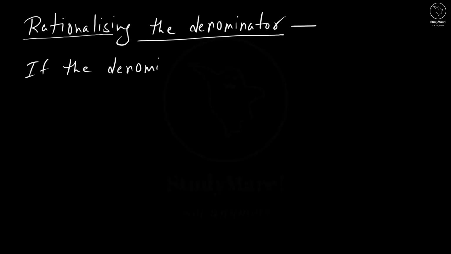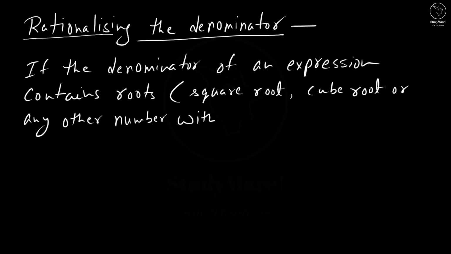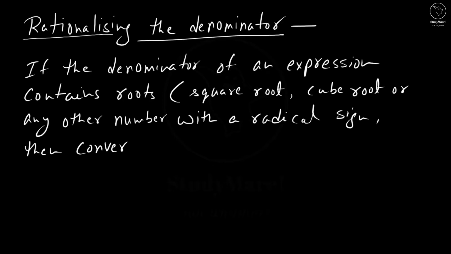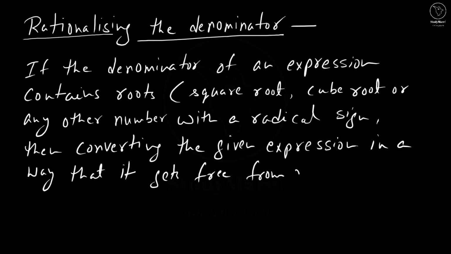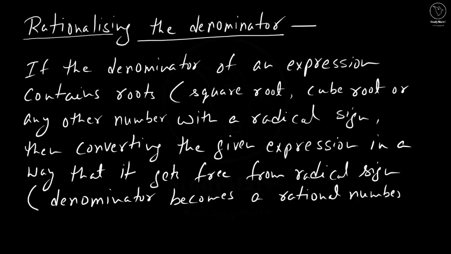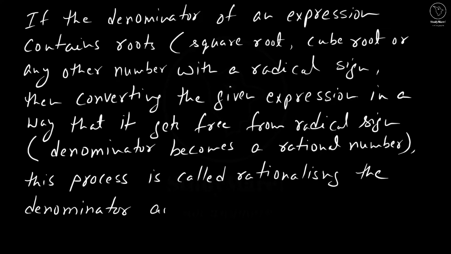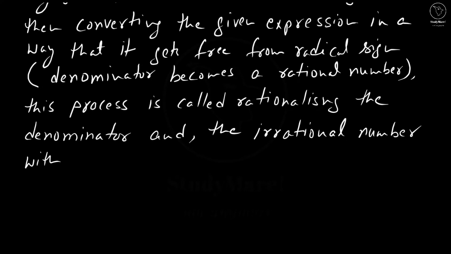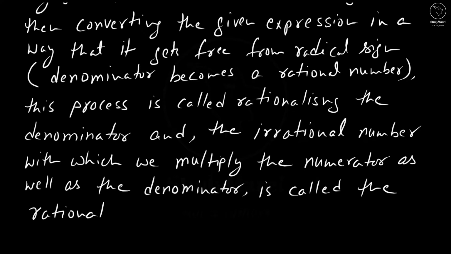If the denominator of an expression contains roots, it could be a square root, cube root, or any other number with a radical sign, then converting the given expression in a way that it gets free from the radical sign, which means the denominator becomes a rational number, is called rationalization of the denominator. The irrational number with which we multiply the numerator as well as the denominator is called the rationalization factor.